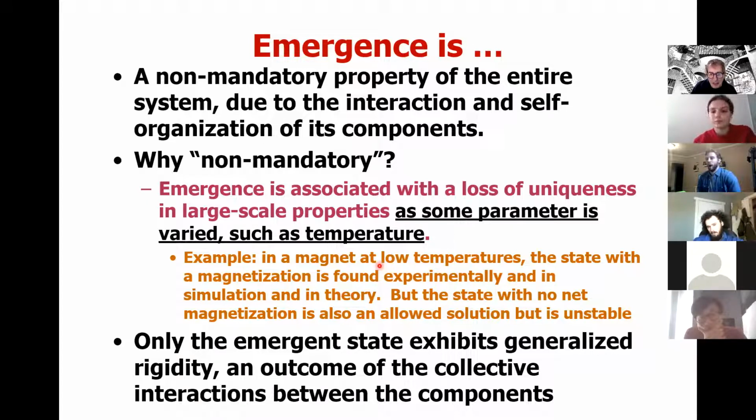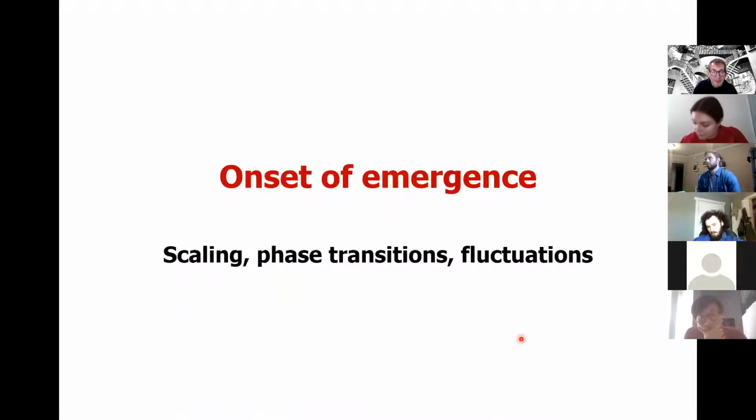I've given here an example of a magnet at low temperatures. The state with magnetization is found experimentally, in simulation, and in theory. The state with no net magnetization at low temperatures is also an allowed solution of the equations, but it's an unstable solution. So there's this multi-stability, the non-mandatory nature of the system. The emergent state exhibits generalized rigidity, which is an outcome of the collective interactions between the components.